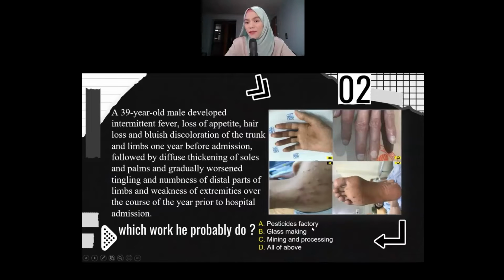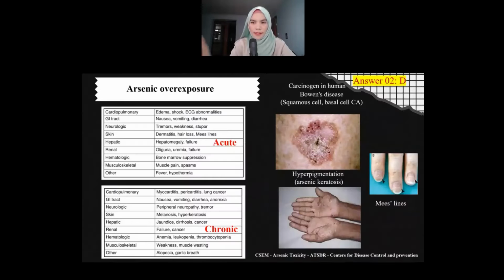A. Pesticide factory. B. Glass making. C. Mining and processing. And D. All of the above. Is it right? The answer is D, all of the above. This is arsenic overexposure. It can cause acute and chronic symptoms and affects many systems, like cardiopulmonary, such as edema, shortness of breath, EKG abnormality, GI, neuro, skin, hepatic, renal, hematologic, and musculoskeletal.